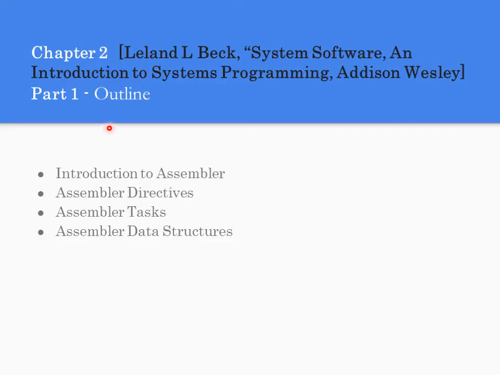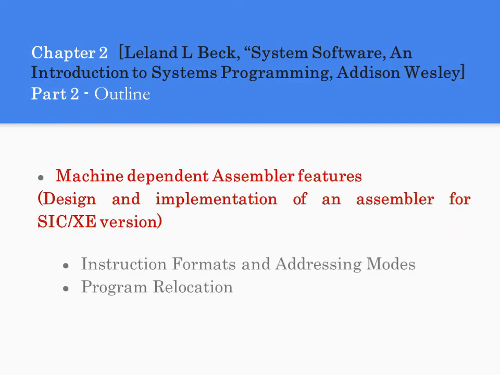So in the first part of this video lecture, we have already covered the introduction to assemblers, various assembler directives, various tasks performed by assembler, and various assembler data structures. So this is a continuation of that video. In case you haven't watched it, please watch that part first, so that you can continue with the second part. This is part 2 where we will be learning about machine dependent assembler features.